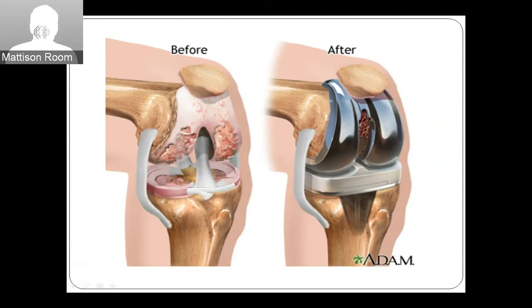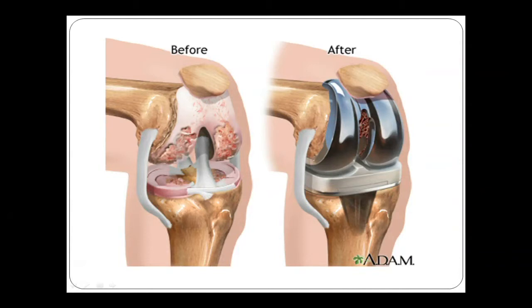There's an old saying in orthopedics that you can't make a chicken out of chicken soup. So we do the best to make it better, but sometimes we're dealt with something that we can't make perfect.